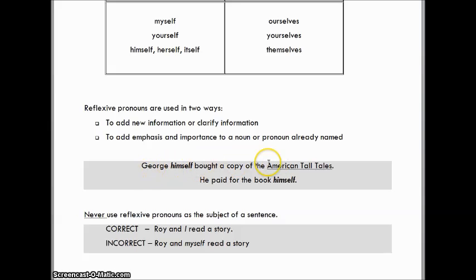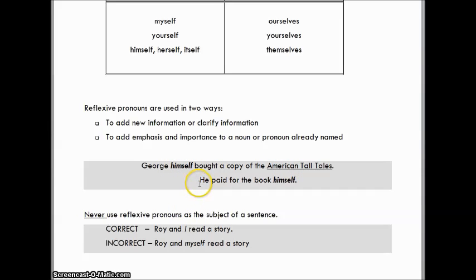So if you look at our two examples, George himself bought a copy of American Tall Tales. We're using the reflexive pronoun himself here, the antecedent being George, and in this case it is to clarify that he bought himself a copy of the book of American Tales. He was not buying it for someone else, he was buying it for himself.